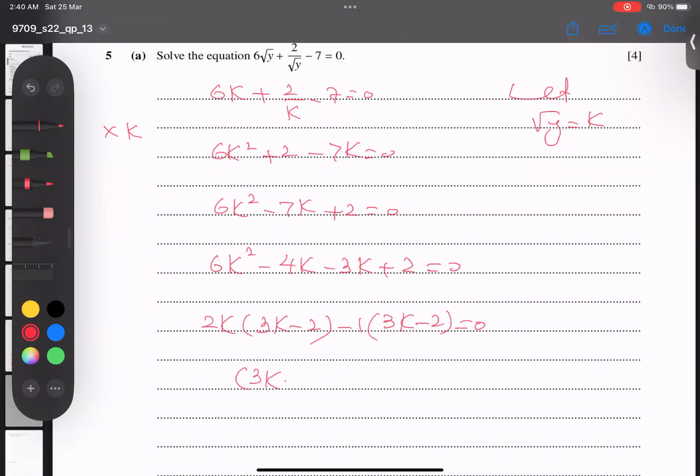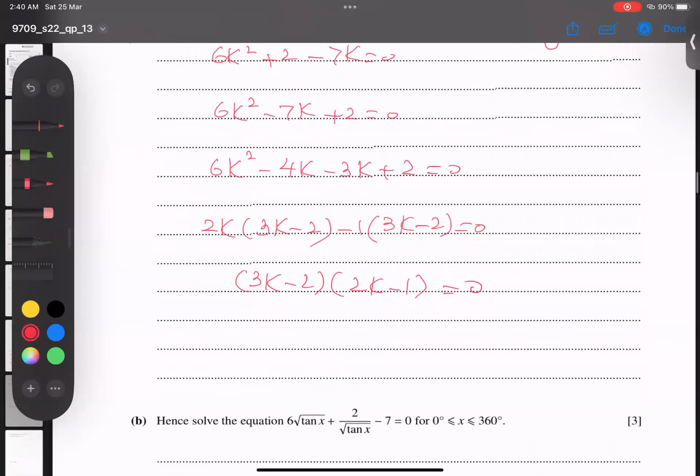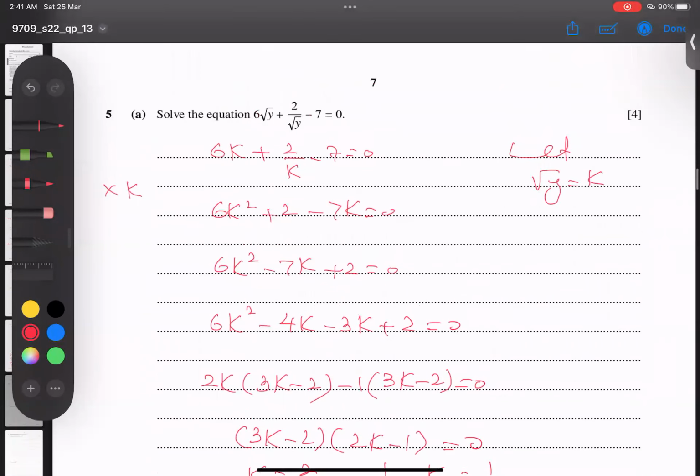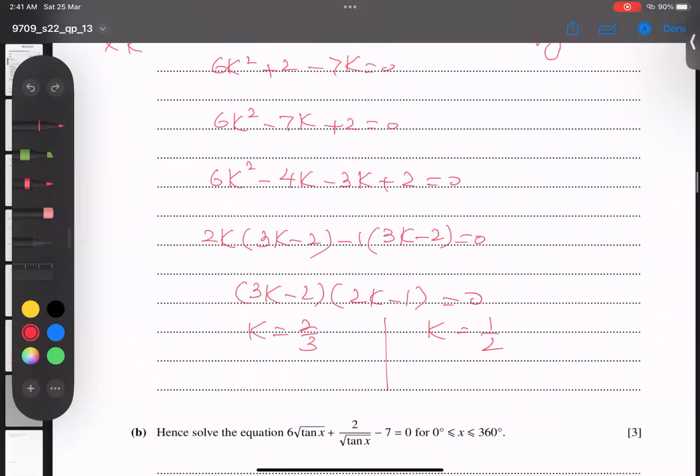So 3k minus 2 and 2k minus 1 is equal to 0. One time this equal to 0, one time this equal to 0. And I'm doing shortcut now. k is equal to 2 by 3, and second answer, k is equal to 1 over 2. But both values I will plug in here. So I can say root y equals 2 by 3, and same root y equals 1 over 2.